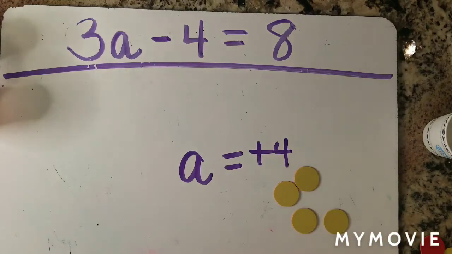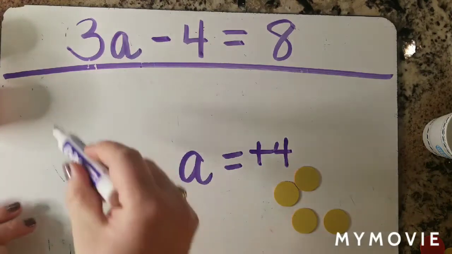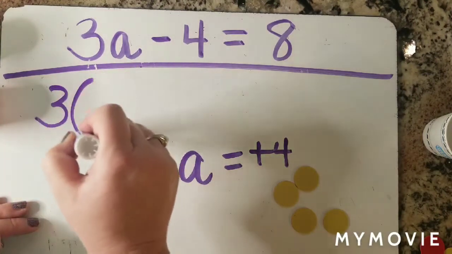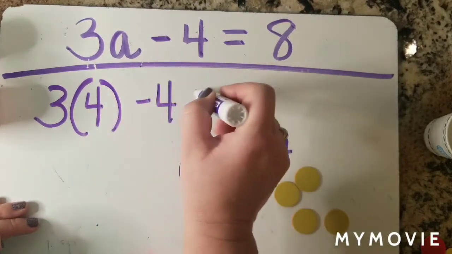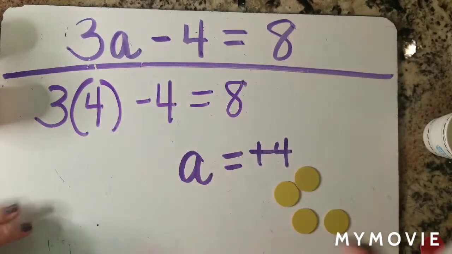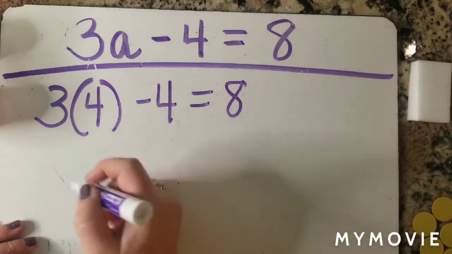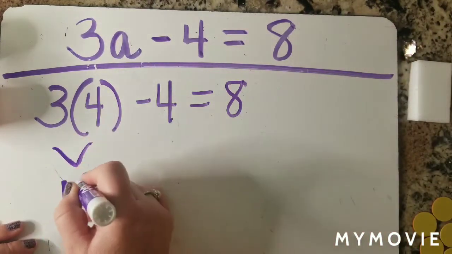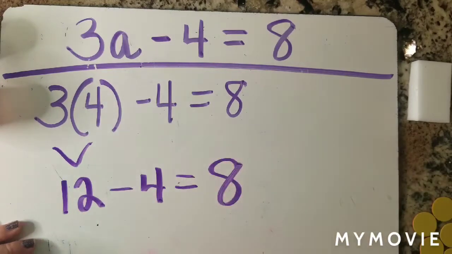If A is equal to positive 4, that means we can put it back in our equation. So 3 times 4 minus 4 equals 8. Let's see if that works out. So 3 times 4 is 12, and 12 minus 4 does equal 8. So our equation is correct.